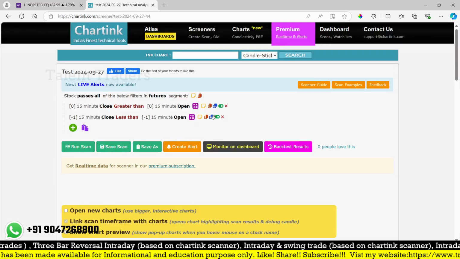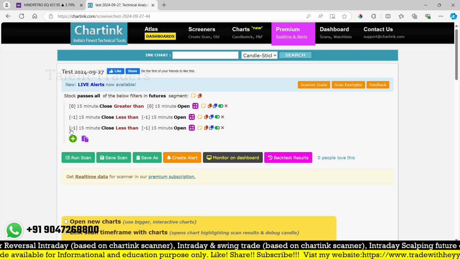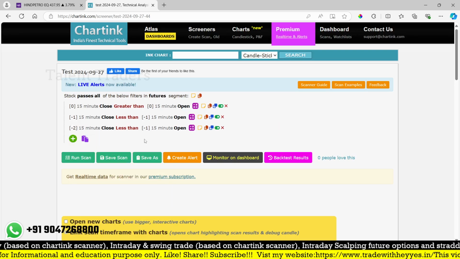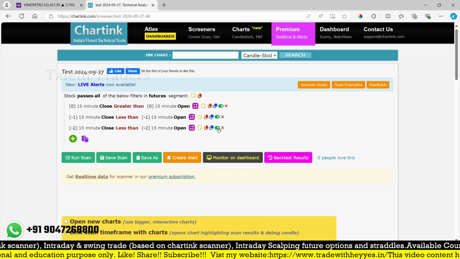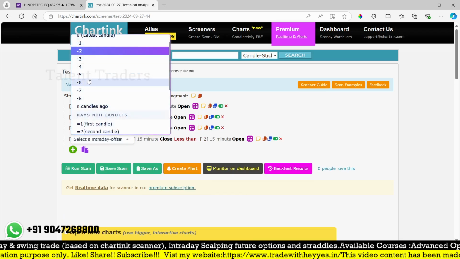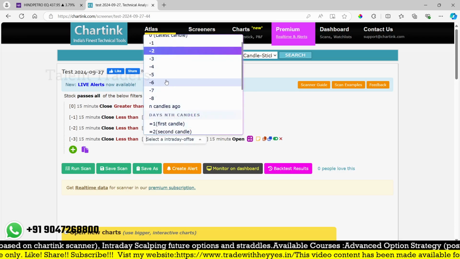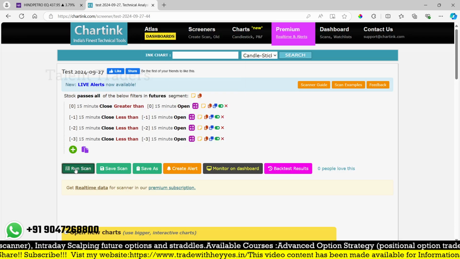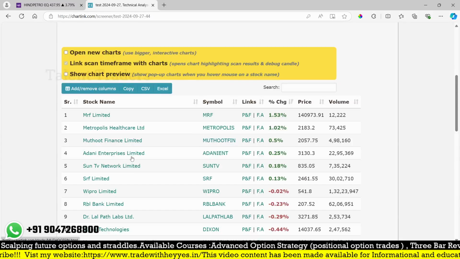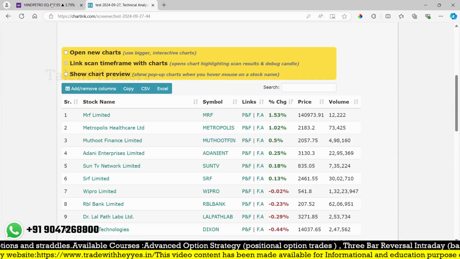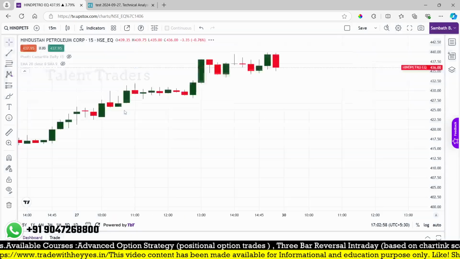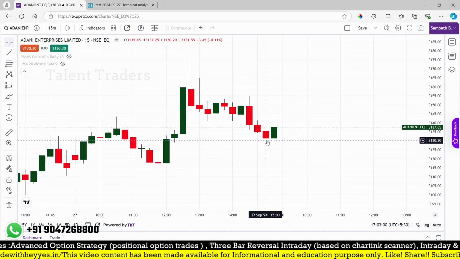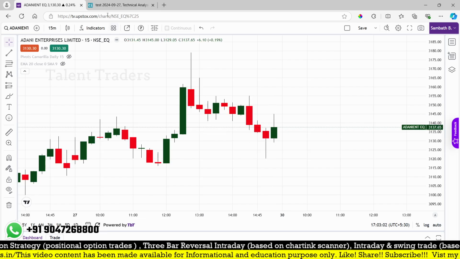So let me try to create a further condition: the minus two candle should also be a negative one, and the third candle also a negative one. This is the basic setup: three consecutive red candles and the next one should be a green candle. For example, Muthoot and Adani Enterprises are stocks forming such a pattern. Three red candles and the fourth one should be a green candle.